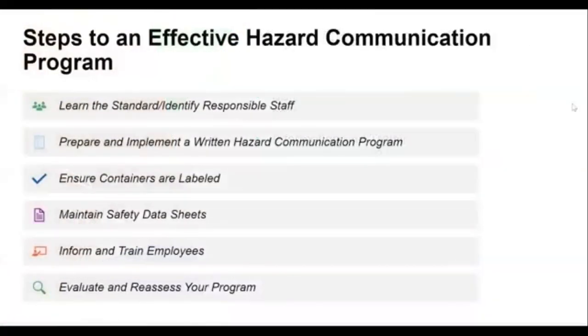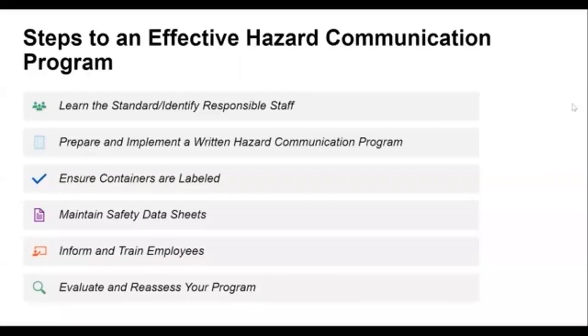I'm going to talk about the steps to an effective hazard communication program. First is to obtain OSHA's hazard communication standard, become familiar with its provisions, make sure that someone has primary responsibility for coordinating implementation, and identify staff for activities, specifically training. Prepare a written plan to indicate how hazard communication will be addressed in your facility, and prepare a list or inventory of all hazardous chemicals in the workplace.